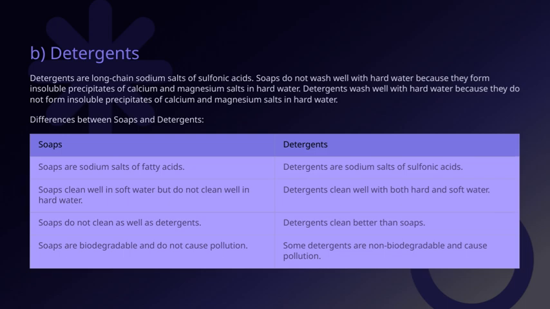Another key point is biodegradability. Soaps are biodegradable, so they are environmentally friendly and don't cause pollution. Some detergents, however, are non-biodegradable, which can lead to pollution problems. So overall, while soaps are eco-friendly and effective in soft water, detergents are more versatile and powerful, especially in challenging water conditions. This distinction is important when choosing the right cleaning agent for different situations.